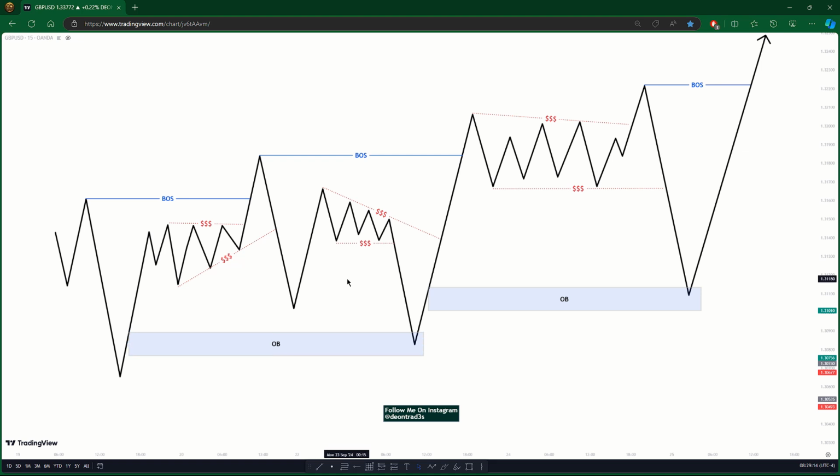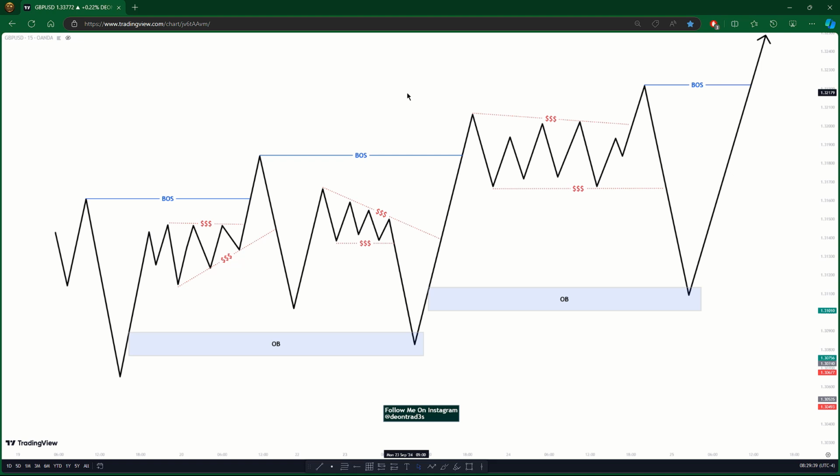Like I said in my last video, when we are talking about liquidity, if I was supposed to make a video just on liquidity alone, it would take way too much time. All right, so this is why I'm just making short videos so that you don't lose interest.